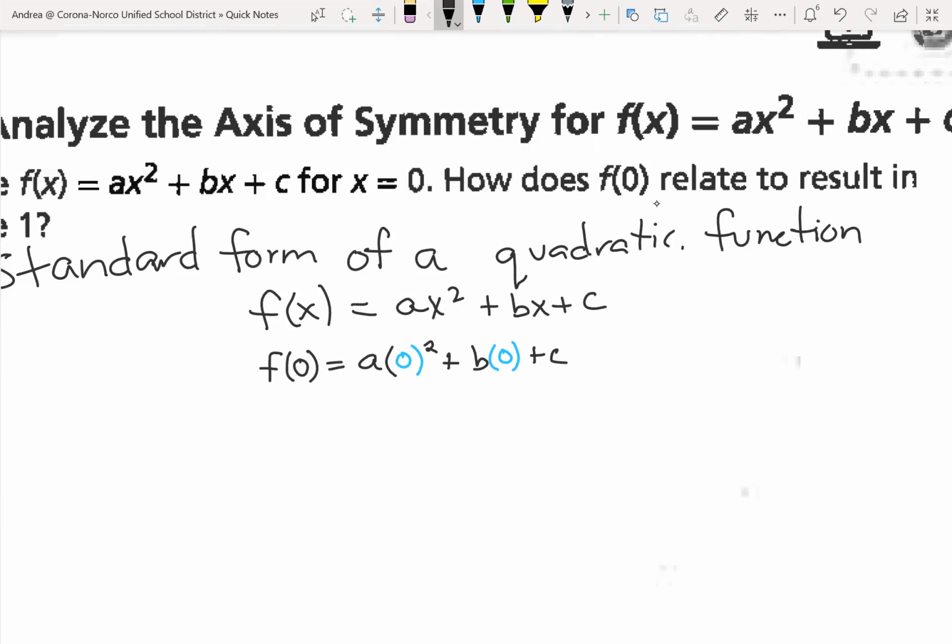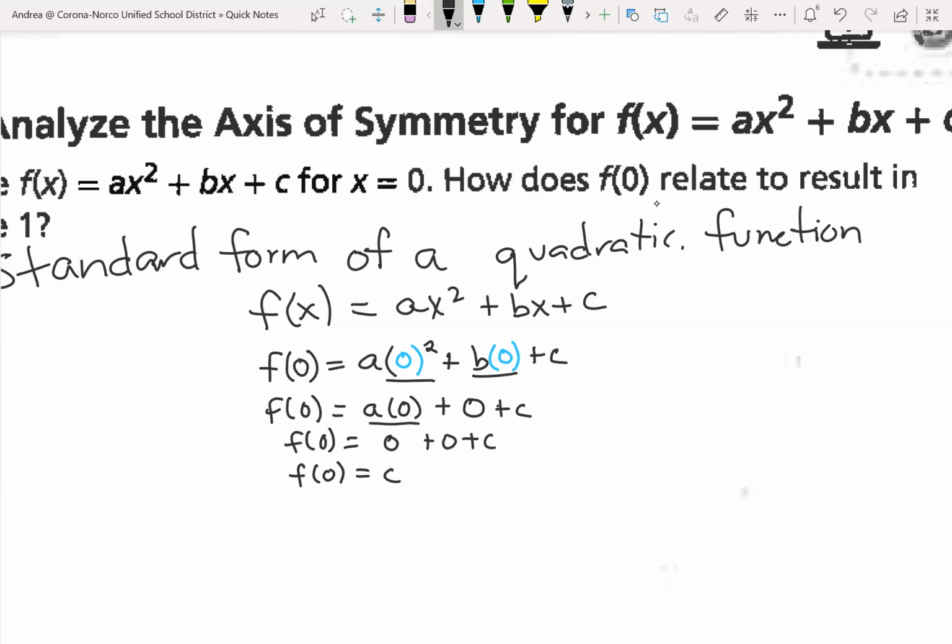Okay, then we're just going to do the math. f of 0 equals a times 0 squared. What's 0 squared, class? 0. Plus b times 0 is 0, plus c. Then what's a times 0, class? 0. Plus 0 plus c. What's 0 plus 0 plus c? c. Okay, so f of 0 is c.